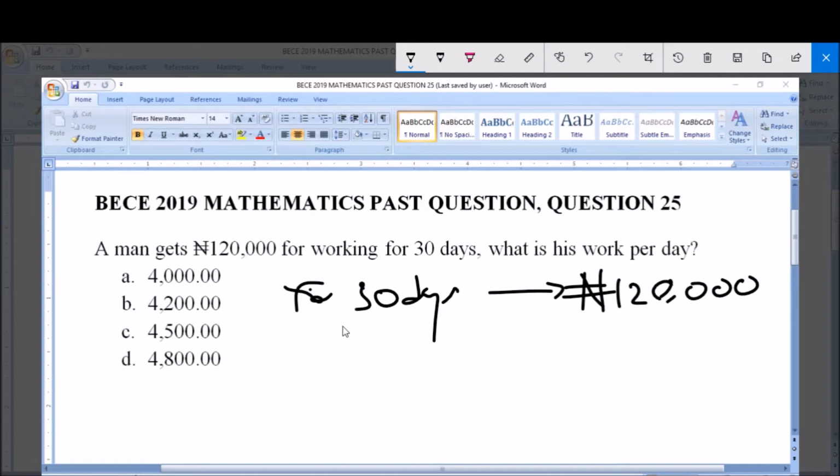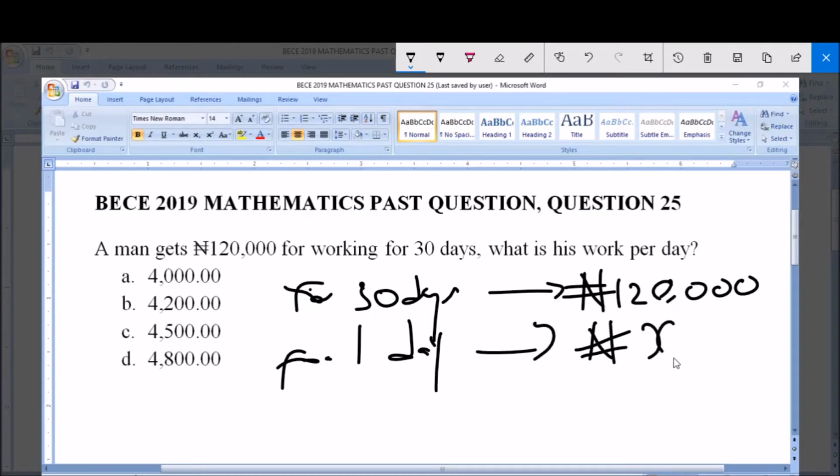Now if he gets 120,000 naira for 30 days, now for one day, how much will this man get? Now let's term that amount to be X naira. Let's term his pay per day to be X naira. Now the man makes 120,000 naira for 30 days. Now for one day, how much will he make? He will make X naira in one day.